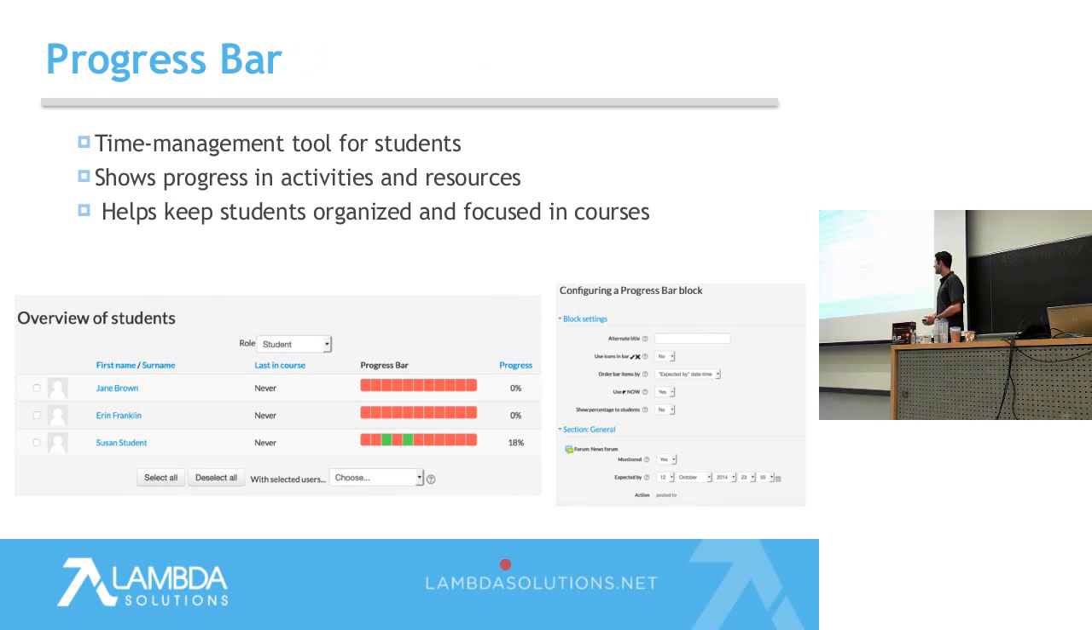In this screenshot, we have the display of all the students' progress in the course from the instructor's perspective. We have some general configuration settings here. So as an instructor, you can go through and check off which items in your course you want to be part of this progress.